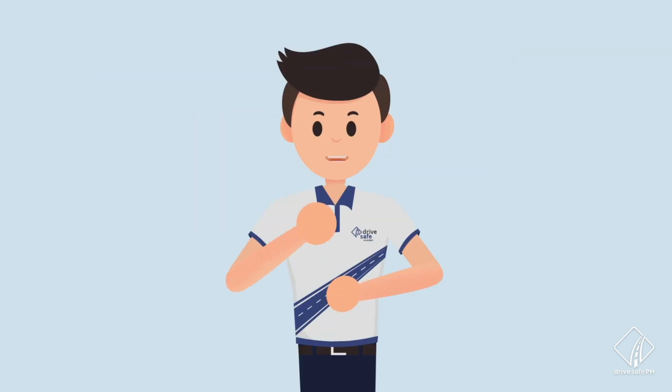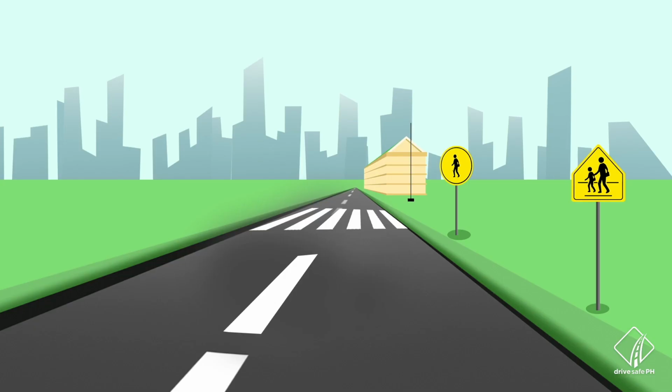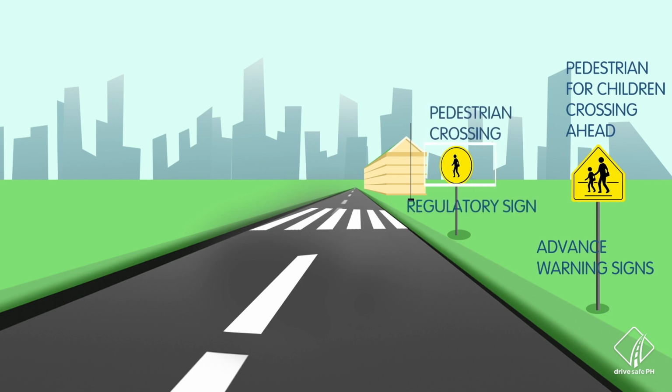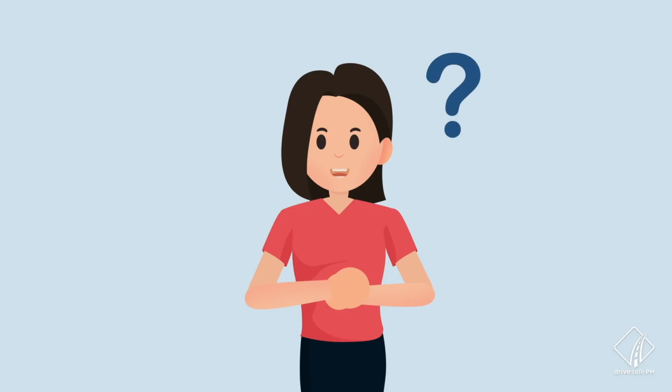Anna, please observe. This is how warning and regulatory signs should be properly positioned along the roadside. These are partners or tandems, if you will. The first things you'll notice are the advanced warning signs placed a few meters before the warning sign, while regulatory signs are positioned closer to the designated location. Is that how it is?